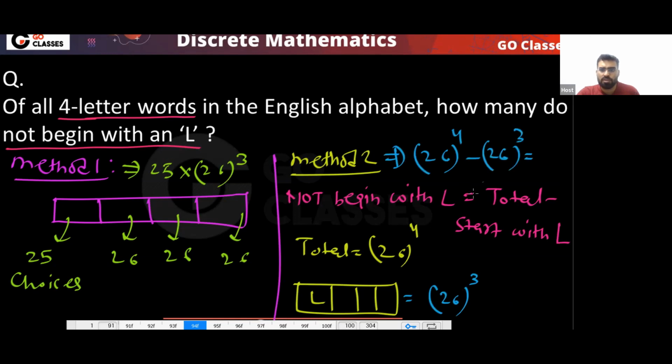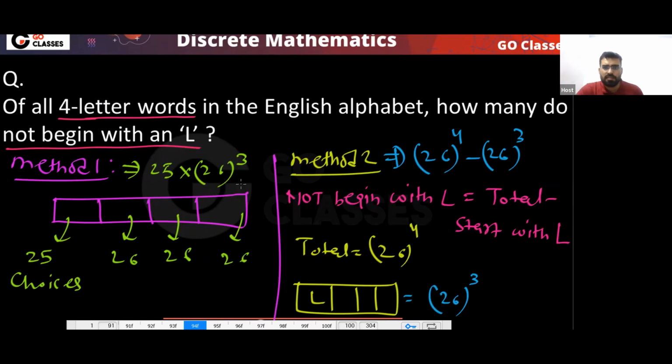You can just check it out. What will be the answer? So this will be the same. Okay, so both are the same. Method 1 and method 2 are giving you the same answer. You can solve this question very easily because for not starting with L, the first letter can have 25 choices. So you can notice method 1 and method 2 give the same answer.